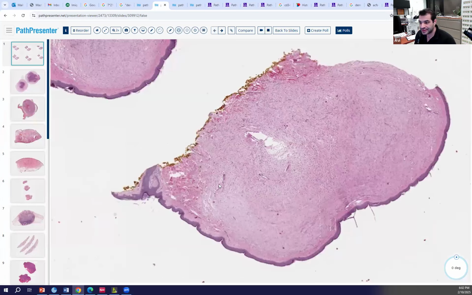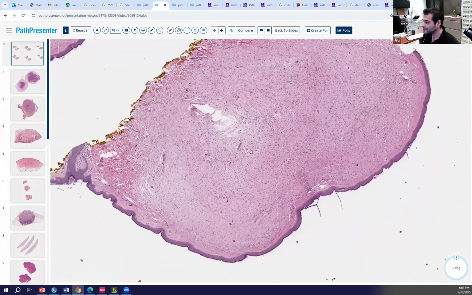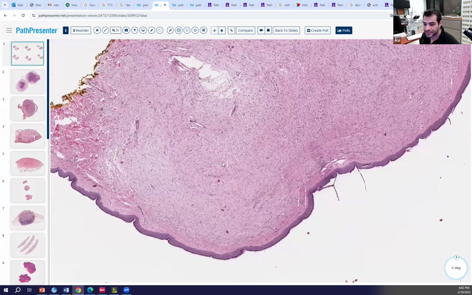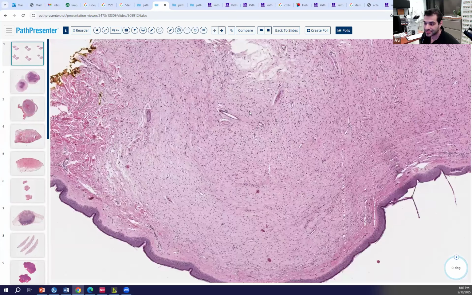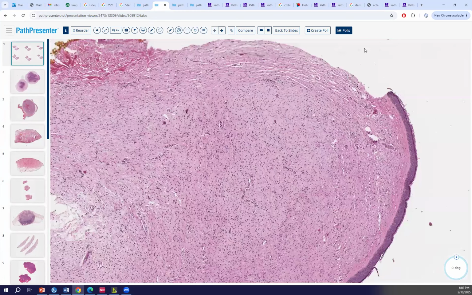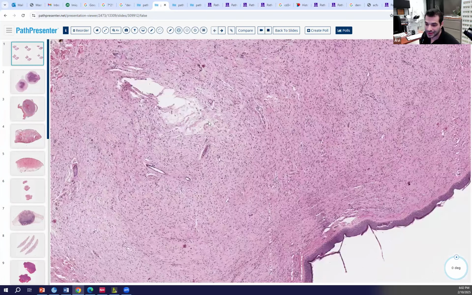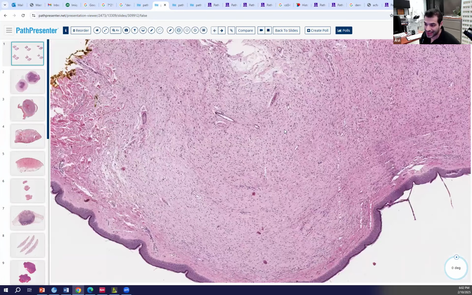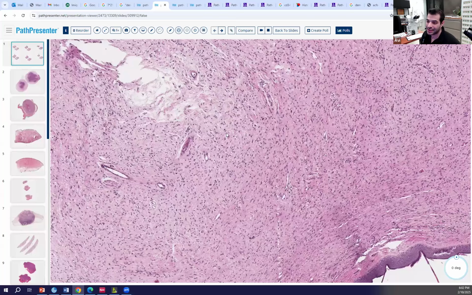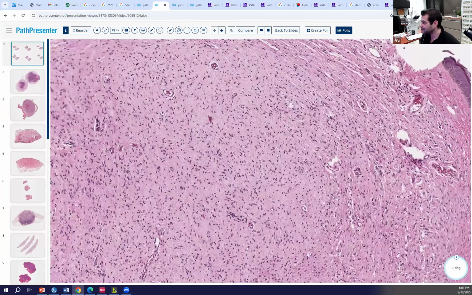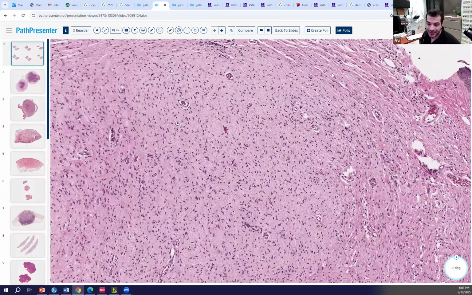We know what this is. Neurofibroma. All right, neurofibroma. Good, bland, spindle cell, lazy S-shaped. Nothing else crazy about it.